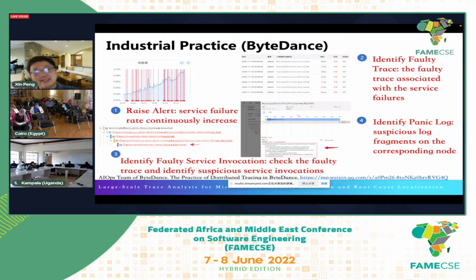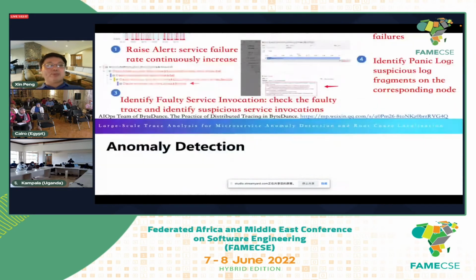The log fragments are produced by the application code. So if they capture those suspicious log fragments, maybe they can easily identify which service and which method of a service is the root cause of this fault. That is the industry practice.